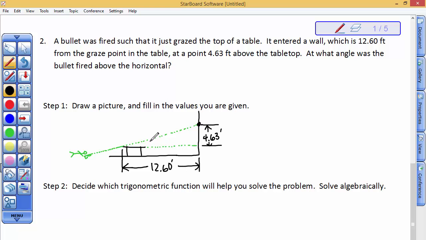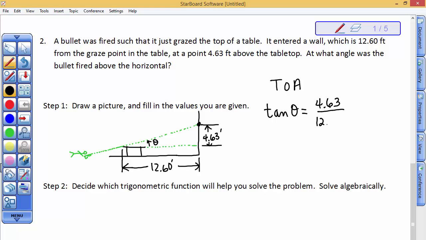At what angle, theta, was the bullet fired? Because maybe I've got to figure out who fired it based on the angle. You know, this is a police investigation. So I want to know what that angle is, and I know the side opposite, and I know this side adjacent in a right triangle. Opposite, adjacent, TOA. The tangent of theta is equal to the side opposite over the side adjacent.